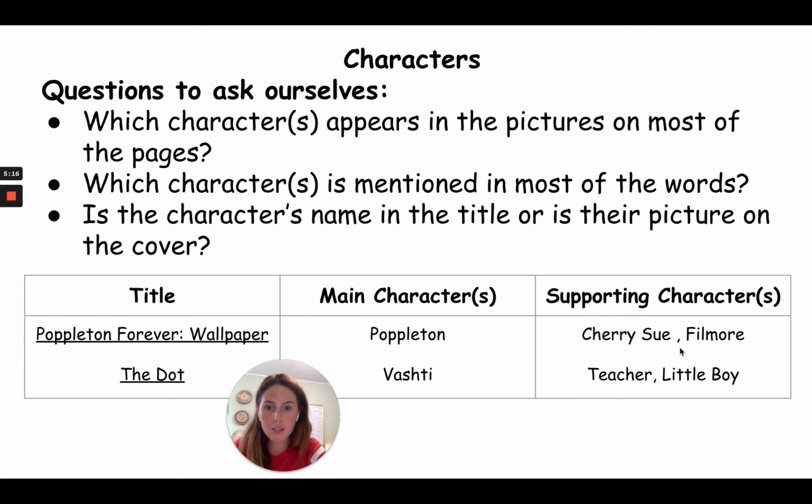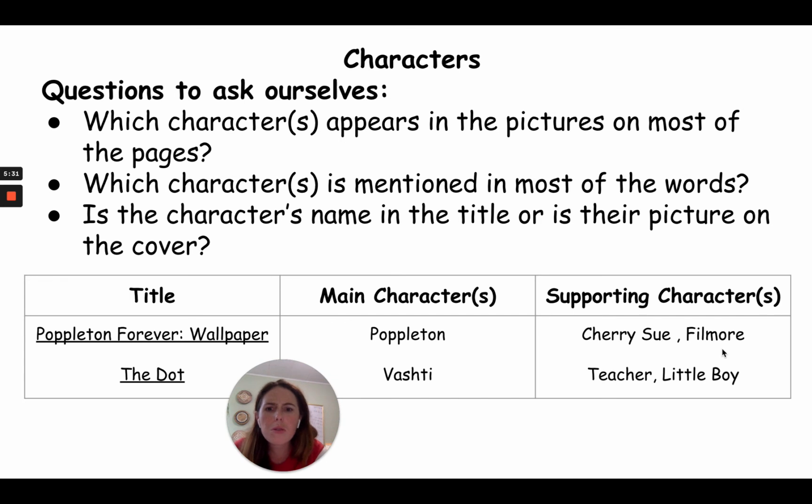There are two other supporting characters in there, right? We have Cherry Sue and Fillmore. They're on a lot of the pages. Their names are mentioned, and they play a big role in the book. But they are supporting characters.